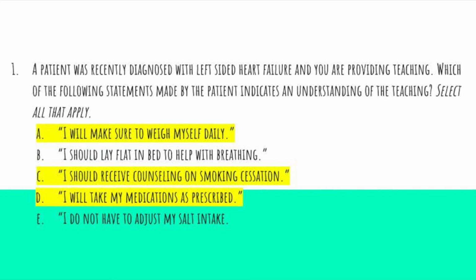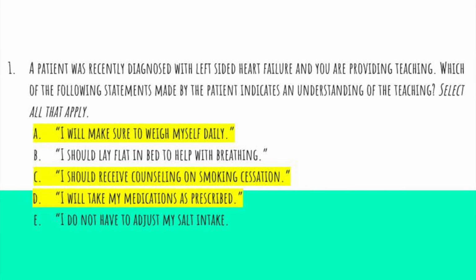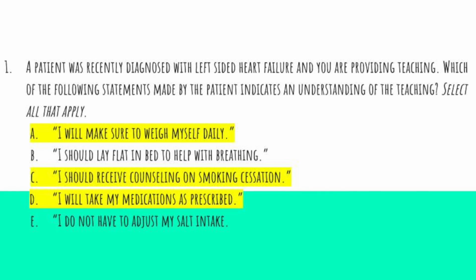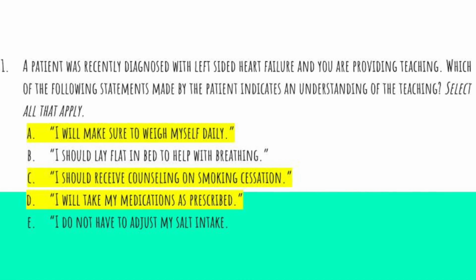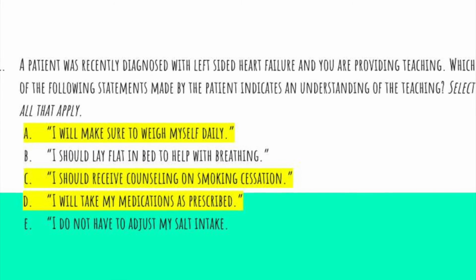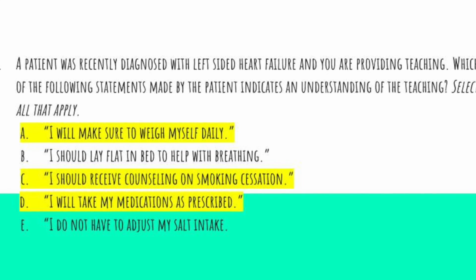C is correct because smoking is a primary factor in heart disease and smoking cessation could improve the patient's health outcomes. D is correct because it is important that all patients take their medications as prescribed. Heart failure is a serious disease, but outcomes are significantly improved with the correct drug regimen. If they want to discontinue a medication for some reason, they would need to discuss that with their provider.